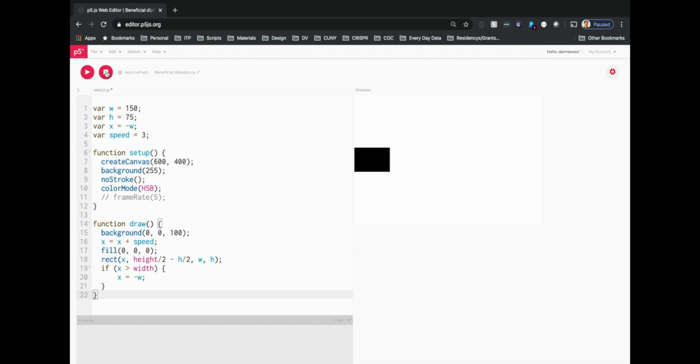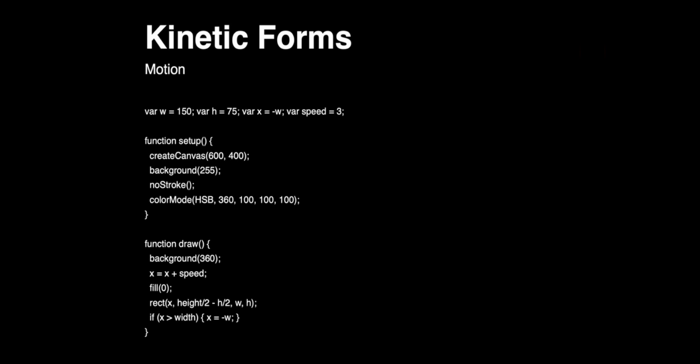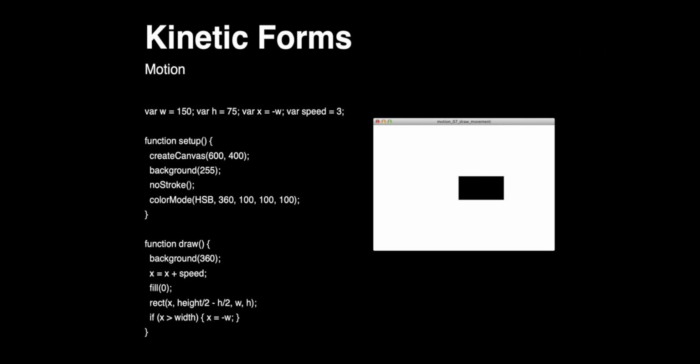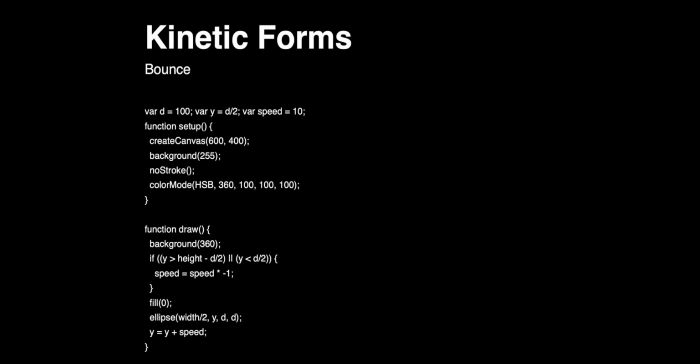Cool. All right. So we got our rectangle moving across the screen. Next, let's play around with bouncing. So basically what we want to do here is draw an ellipse, and we're going to have that ellipse come from the top down and bounce on the bottom of the canvas.